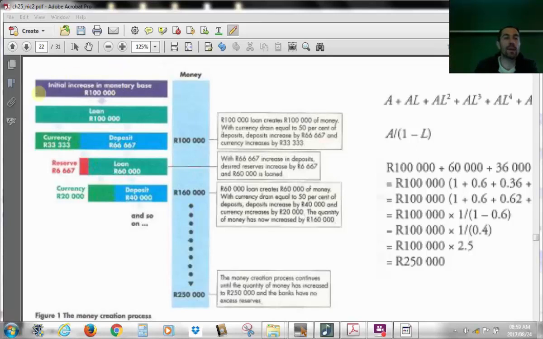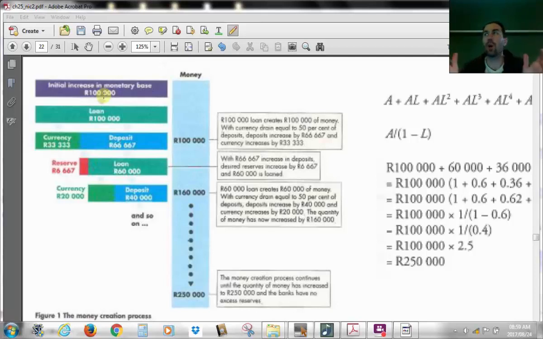Initially, the Reserve Bank prints 100,000 rands through open market operations, buying government bonds. That 100,000 rands enters into the economy and ultimately gets deposited in banks' bank accounts. Are you happy with that? It gets deposited with banks. So banks have an extra 100,000 rand cash on their balance sheets: 100,000 rand deposit, 100,000 rand cash assets.